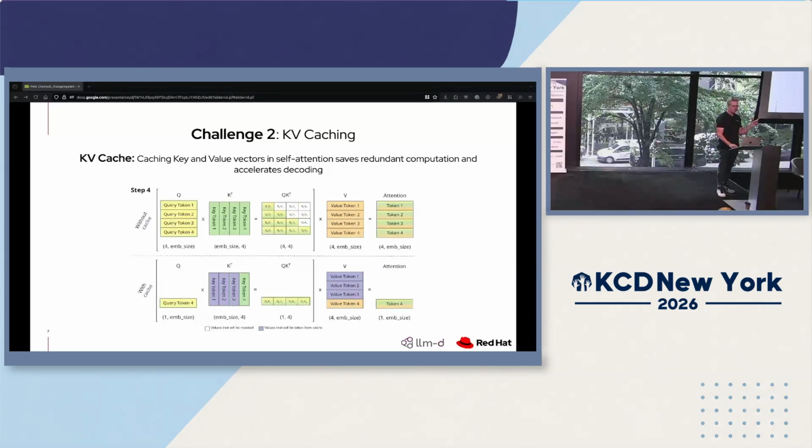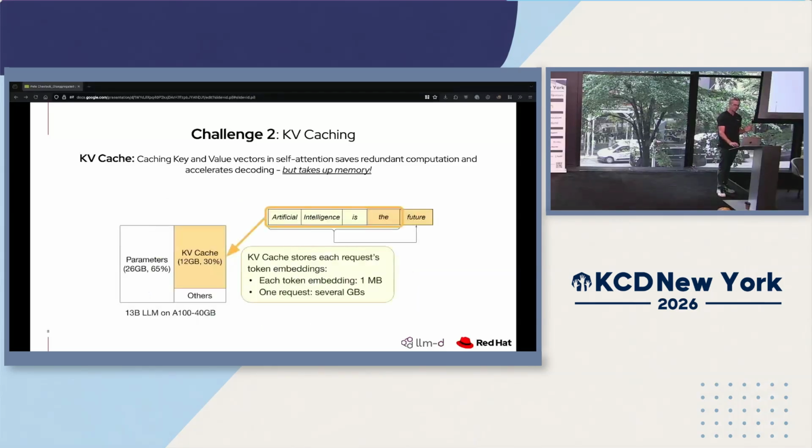But KV caching makes that whole system a lot more complex. So why is it complex? Because the KV cache is huge. To give you some context, if you look at a model like Llama 2 running on an A100 40 gig, KV cache swallows up almost half of the system memory. And this is GPU memory too, so this isn't even like RAM. RAM is cheap memory, not in this economy, but this is GPU memory.